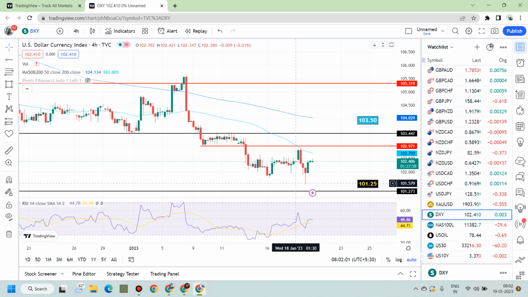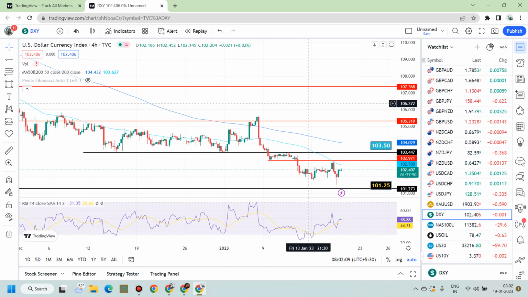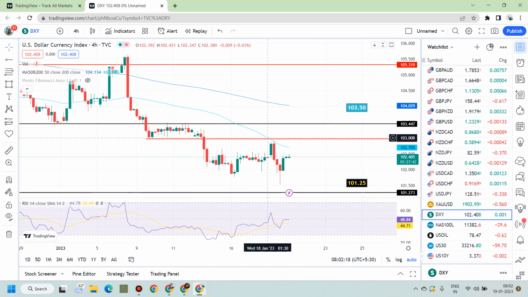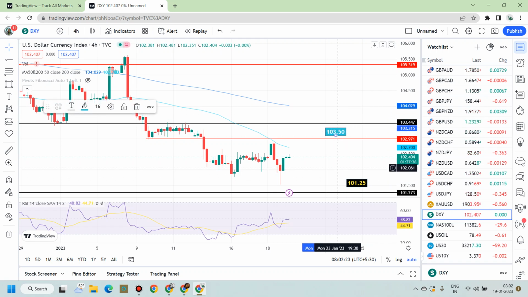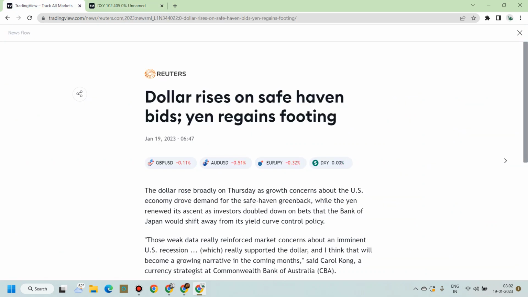But again, DXY recovered after making a low of 101.52. Right now, DXY is standing at 102.40. So these are some internal movements on the chart of DXY, but overall the trend of DXY is still bearish and still trading inside the temporary zone here. The zone of DXY is 103.50 at the top as resistance and 101.25 at the bottom as support. As I have already discussed, if DXY breaks 101.25, then things will be very critical for DXY.